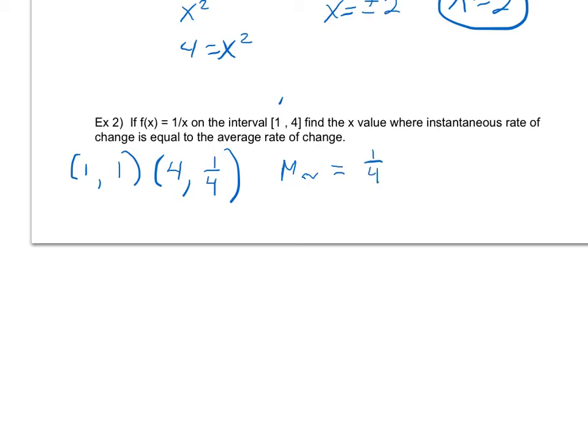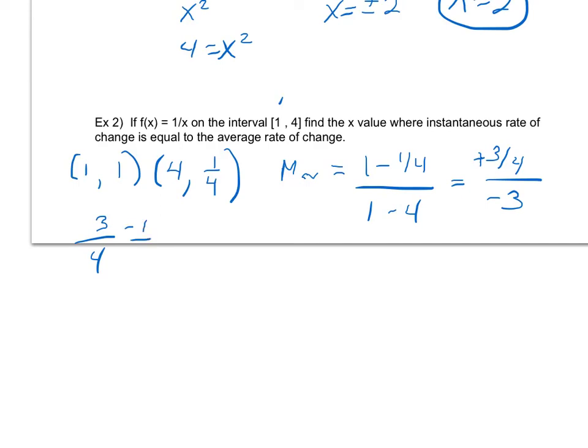Let's do 1 minus 1/4. I'd rather not have negatives. So I get 1 minus 1/4 all over, I guess it doesn't matter, I'm going to get negatives anyway, 1 minus 4. So that gives me 3/4 over negative 3. Positive 3/4 over negative 3. So I get 3 over 4. Dividing by negative 3 is the same thing as multiplying by negative 1/3. And my 3's cancel and I get negative 1/4. So my average rate of change is negative 1/4.